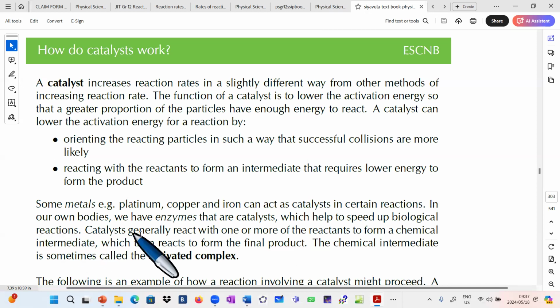In our own bodies, we have enzymes that are catalysts which help to speed up biological reactions. Catalysts generally react with one or more of the reactants to form a chemical intermediate, which then reacts to form the final product. The chemical intermediate is sometimes called the activated complex.